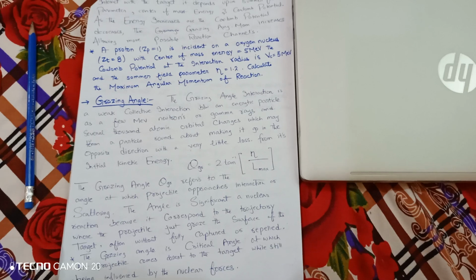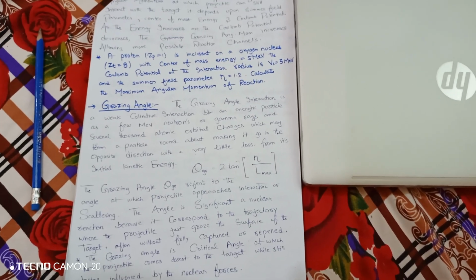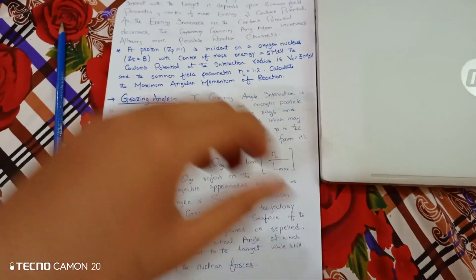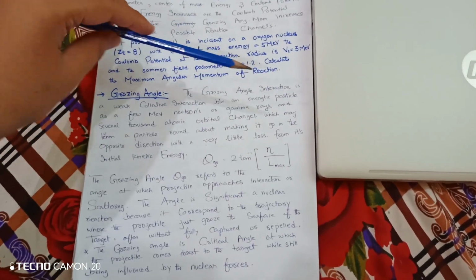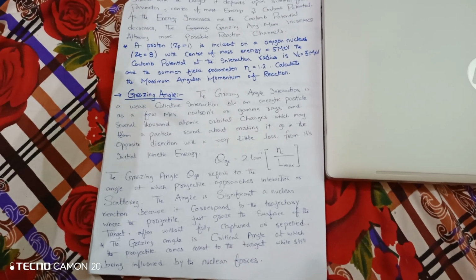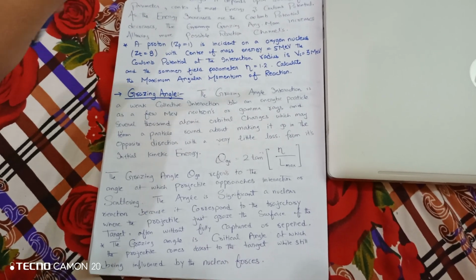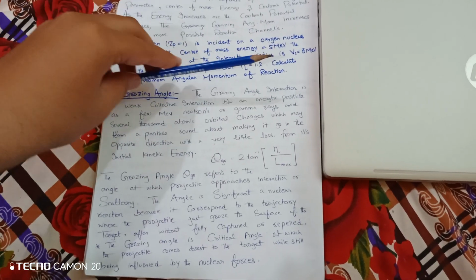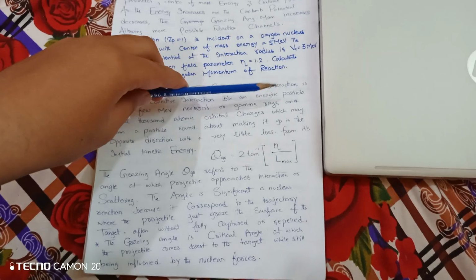Same scenario is this: when your projectile just grazes the surface of the target, the angle it makes is called the grazing angle. So the grazing angle interaction is a weak Coulomb interaction, in which the interaction is weak, meaning it just touches or grazes the surface. That's why the interaction is weak between the energetic particles, the projectile and the target.